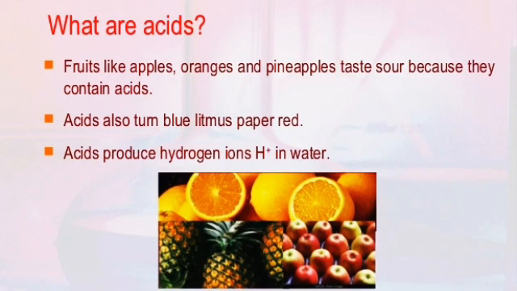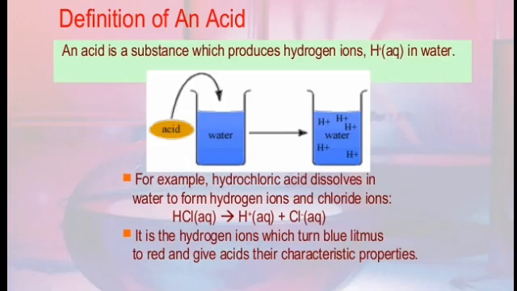We generally know that fruits like apple, orange and pineapple taste sour because they contain acids. Acids also turn blue litmus to red and they produce hydrogen ions when dissolved in water. So what are acids? We can define acids as substances that produce hydrogen ions in water. So if an acid is dissolved in water, it produces hydrogen ions.